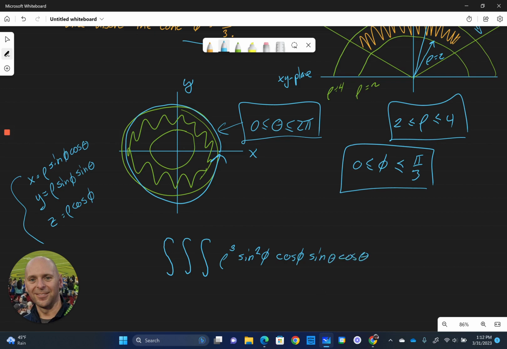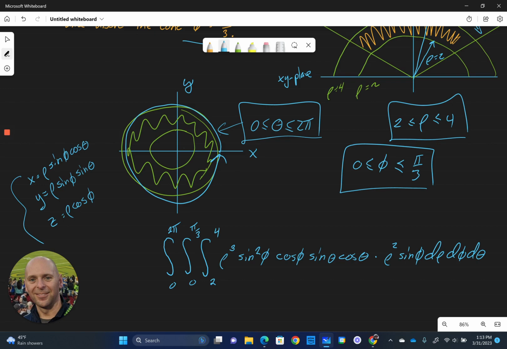And then we need our dv. Of course, in spherical coordinates, dv is computed as rho squared sine phi d rho d phi d theta. So let's throw our limits of integration on. Rho goes from 2 to 4. Phi goes from 0 to pi over 3. And finally, theta goes from 0 to 2 pi. So there you go. We have it all set up.